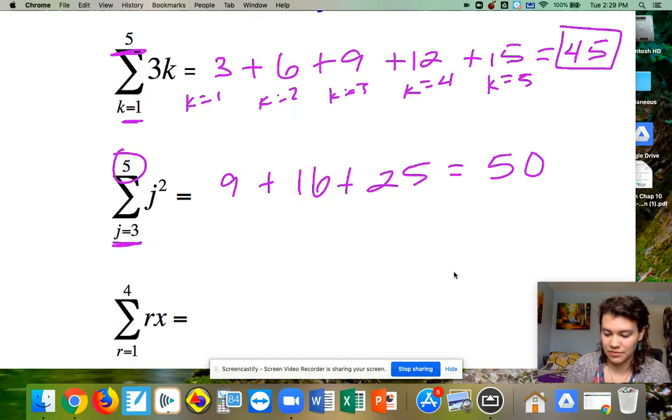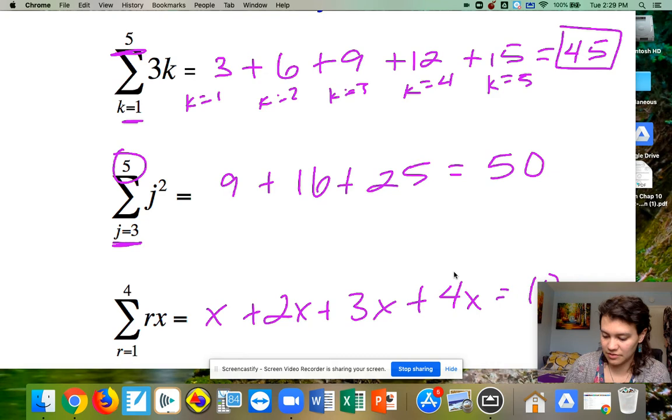And then this last one, plug in 1, we get x, 2, you get 2x, 3, you get 3x, 4, you get 4x, and your answer is going to be 10x.